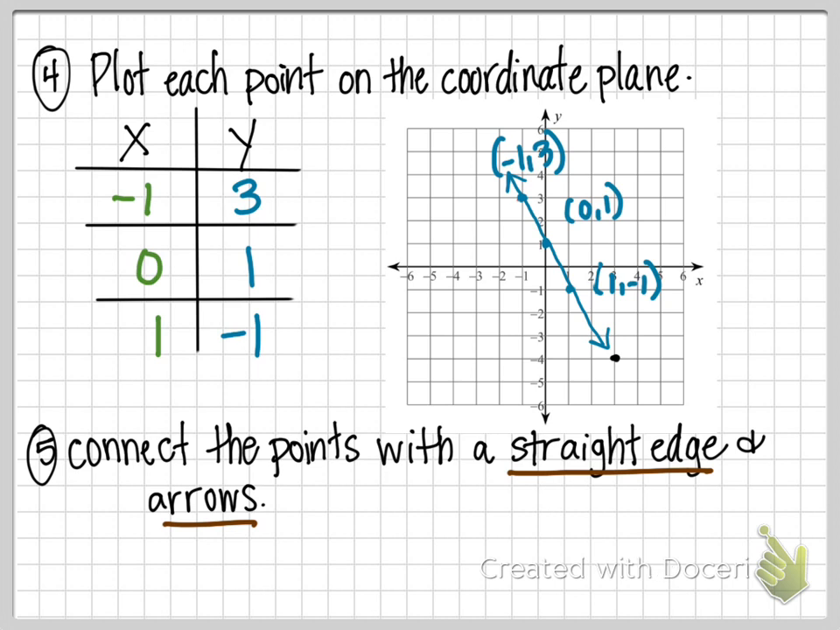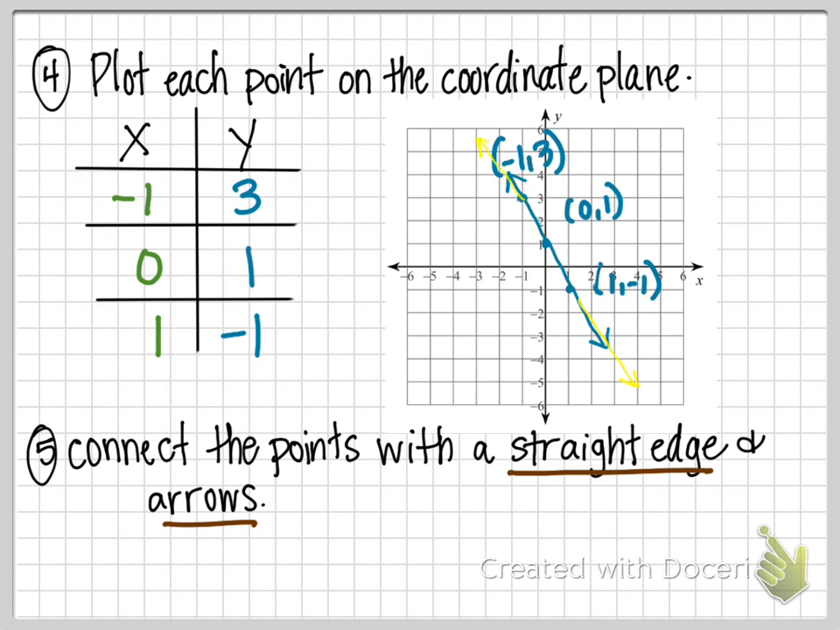So use a straight edge, a ruler, your ID card, a protractor that's got a straight edge, something that's got a straight edge so that you can very clearly and neatly connect these points. Connect the points with a straight edge, and arrows. You want to make sure that your points are connected, but the line also goes through the points and continues past. So it keeps going. This line doesn't stop at these points, right?